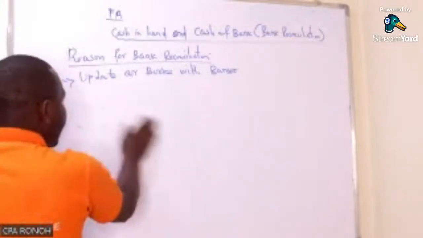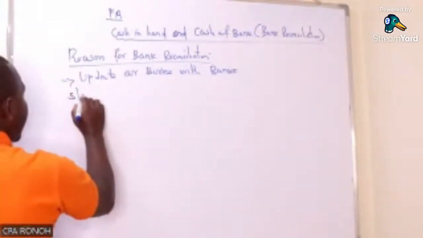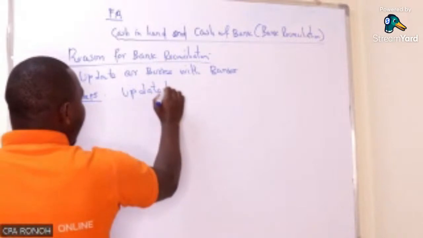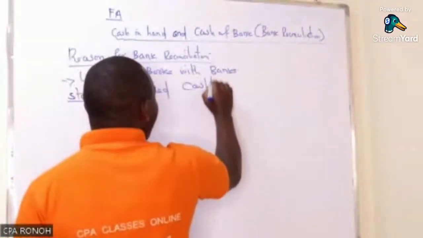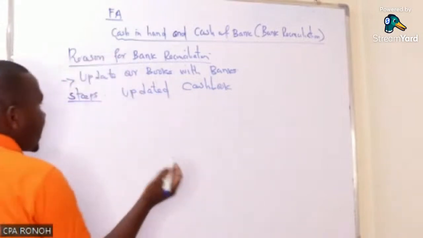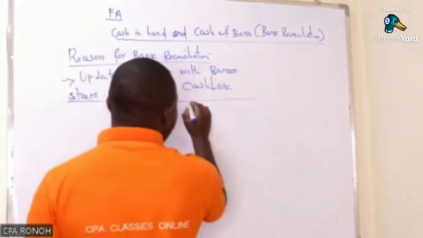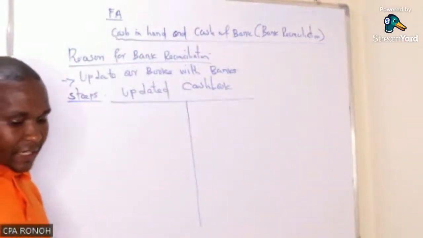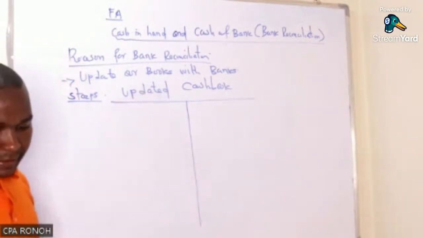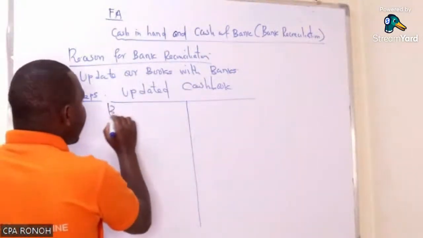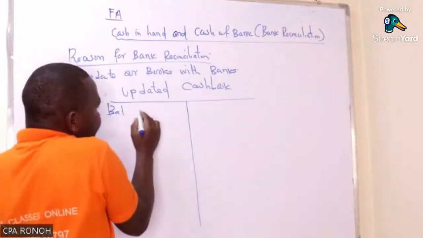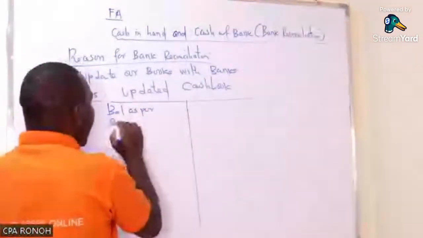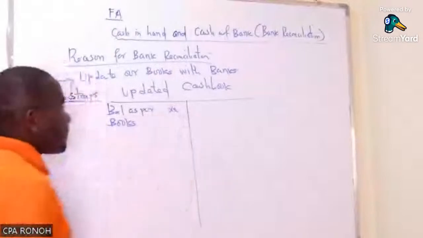So what are the steps of preparing the bank reconciliation statement? The first is to have the updated cash book. So you have to update your cash book first. Don't update the bank; we normally update our cash book. So you open what is called the updated cash book, which has the balance. This is the balance as per our books.